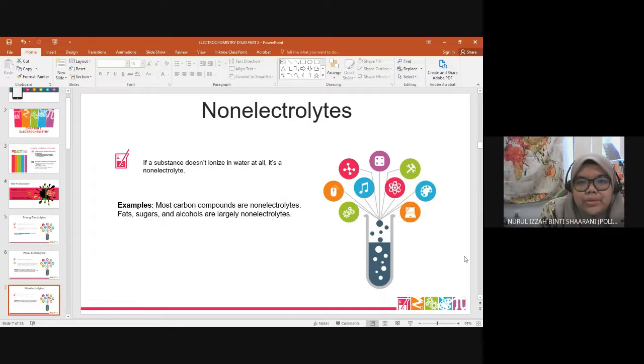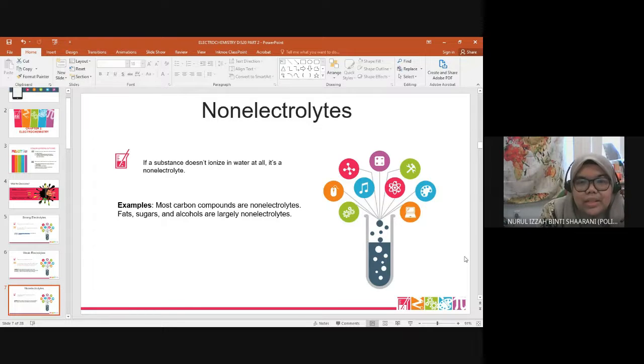So for the non-electrolytes, it's a substance that doesn't ionize in water at all. So it is a non-electrolyte. Basically, these are compounds that dissolve in aqueous solution, but will not form any ion. It won't form any positive or negative charge ion, cation or anion. So that non-electrolyte compound can dissolve in water, but it will not have any free moving ion.